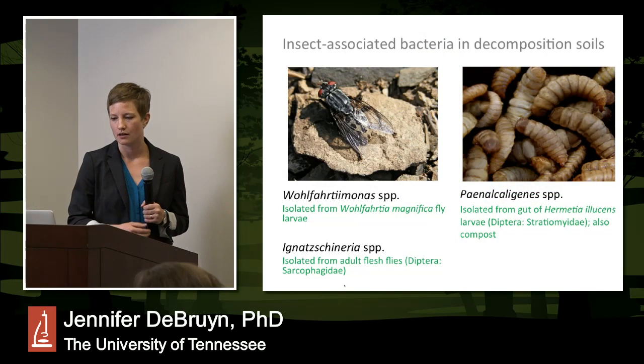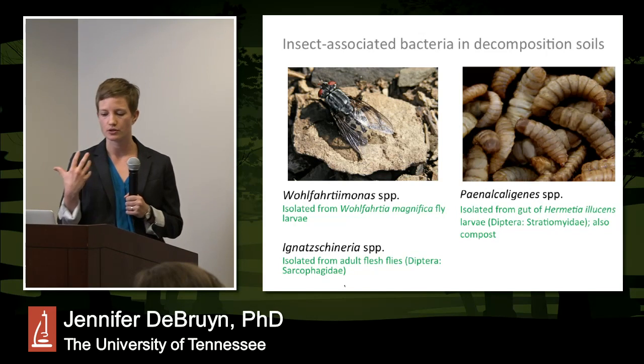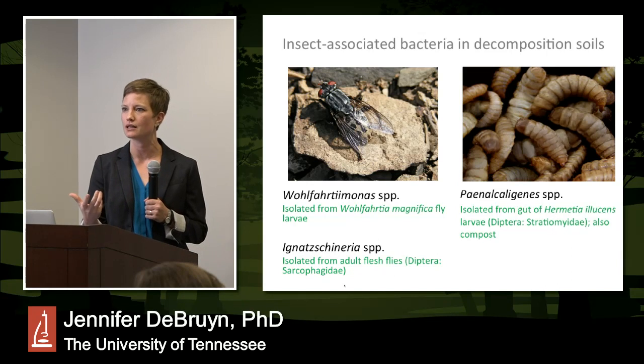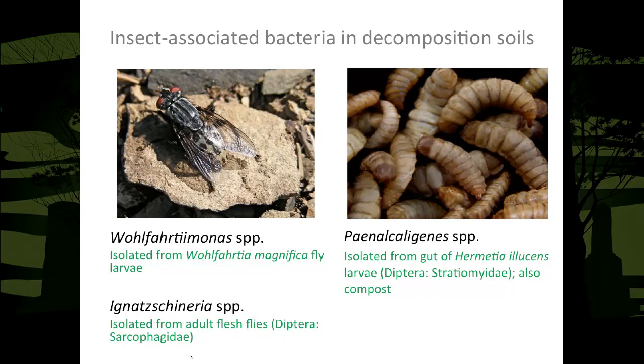We also notice in our communities that we're finding insect-associated bacteria. So here's just 3 examples, but we're noticing these taxa related to other things that have been isolated either from flies or fly larvae. So that sort of confirms our idea that these insects and visitors to the carcass are also bringing microbial communities into the system.